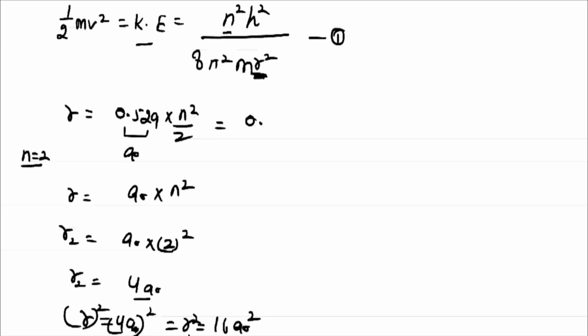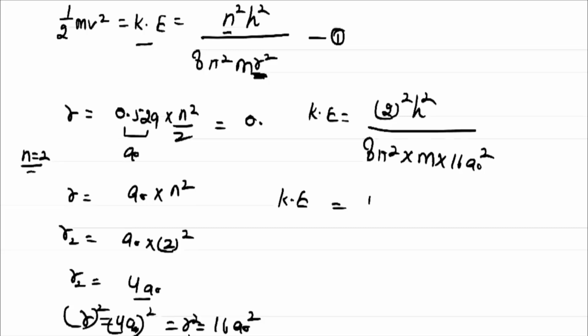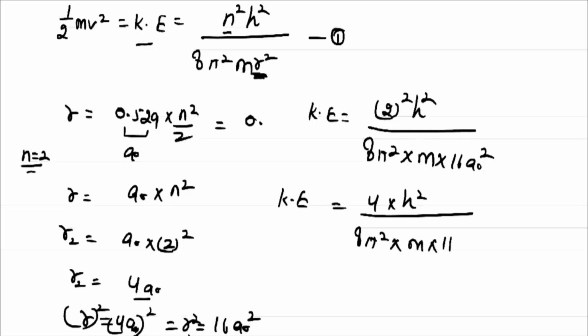So what do we get then? Kinetic energy equals n square, and n is 2, so 2 square, times h square, divided by 8 pi square m r square. The value of r square is 16 a0 square. After solving, we get 4 into h square in the numerator, and 8 pi square into m into 16 into a0 square in the denominator. So it will reduce by 2.